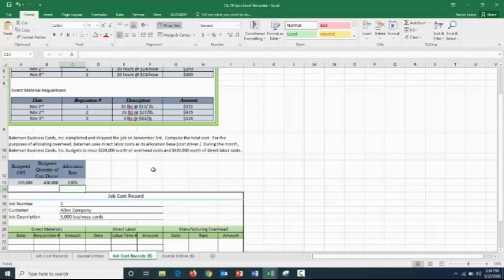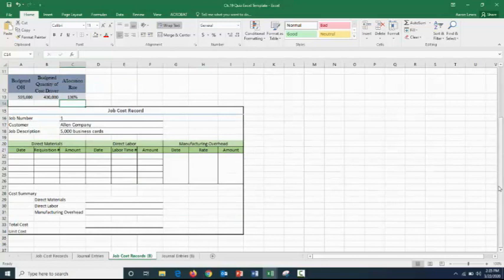So for each job that Allen Company does during the period, they are going to allocate overhead to that job equal to 130% of that job's direct labor costs. Down here, we have the job cost record for job number 1, these 5,000 business cards that we are sending to Allen Company. Comes in 3 columns. There's the direct material section, the direct labor section, and the manufacturing overhead section. Let's start by filling in our direct material section.